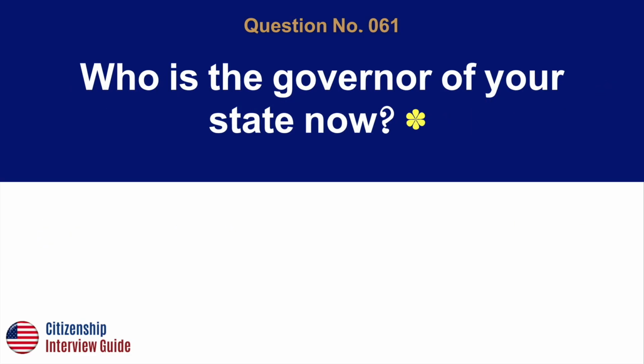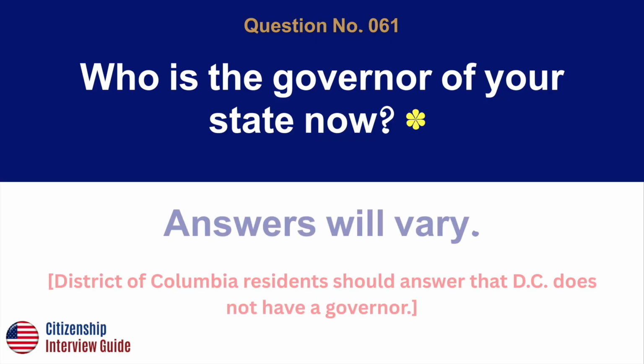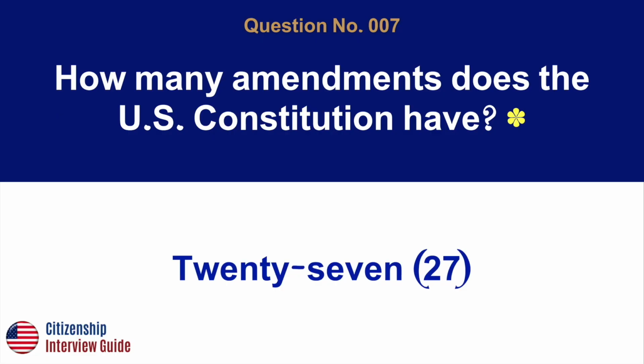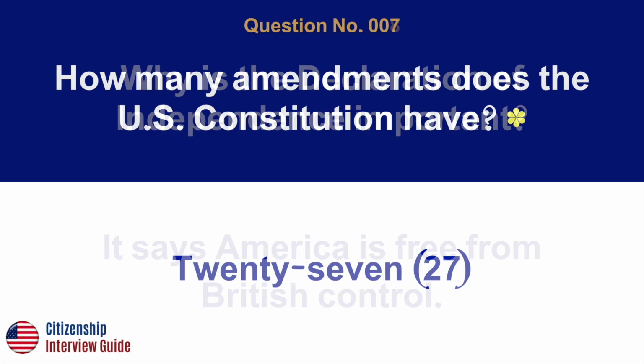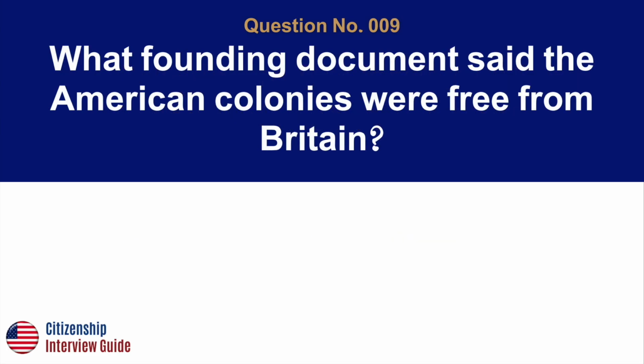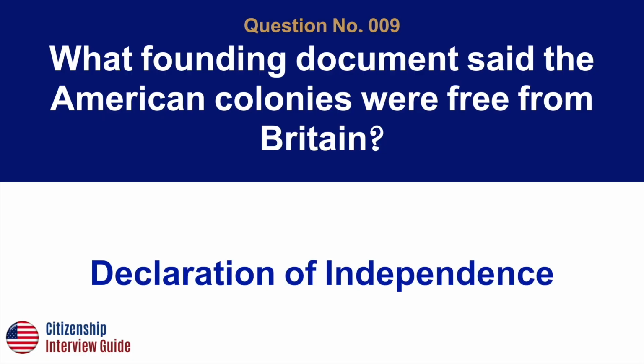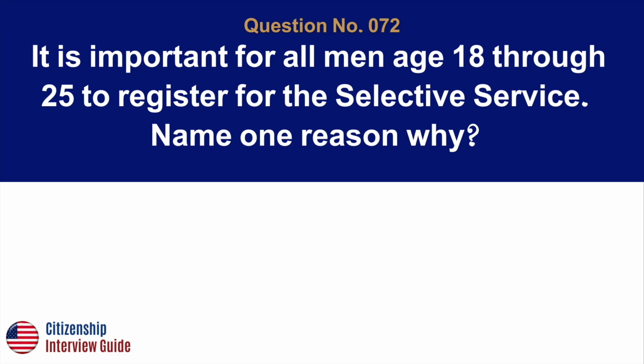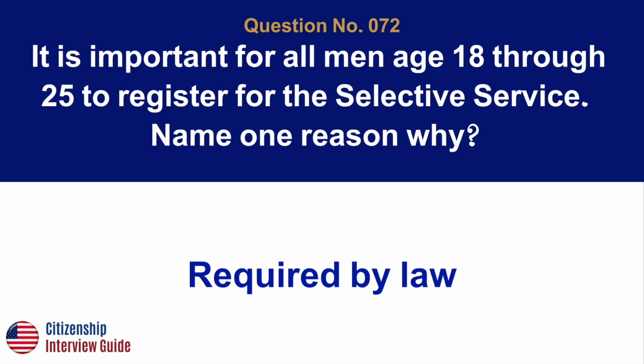Who is the governor of your state now? This answer will vary. How many amendments does the U.S. Constitution have? 27. What founding document said the American colonies were free from Britain? Declaration of Independence. It is important for all men, age 18 through 25, to register for the Selective Service. Name 1 reason why. Required by law.